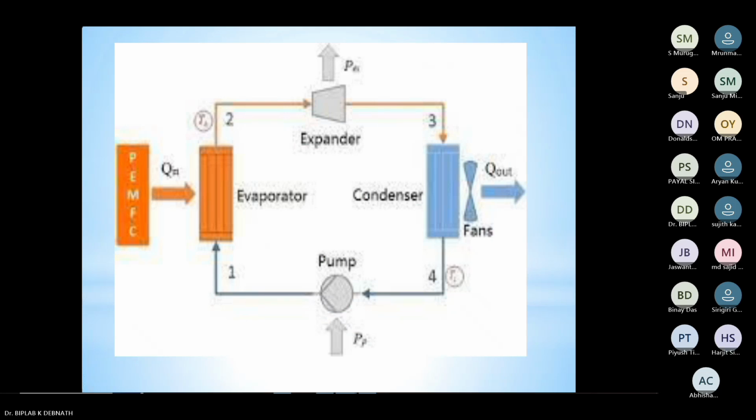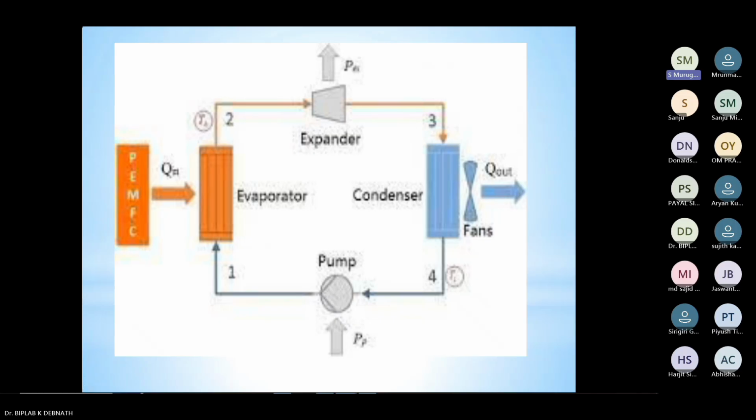Then, of course, you can also produce electricity from the gas turbine, and you can operate further small expanders. Now here one example is a PEMFC, proton exchange membrane fuel cell, coupled with a refrigeration cycle. Although here I am showing a vapor compression refrigeration cycle, the heat is given to the evaporator, and of course the cooling effect is obtained.